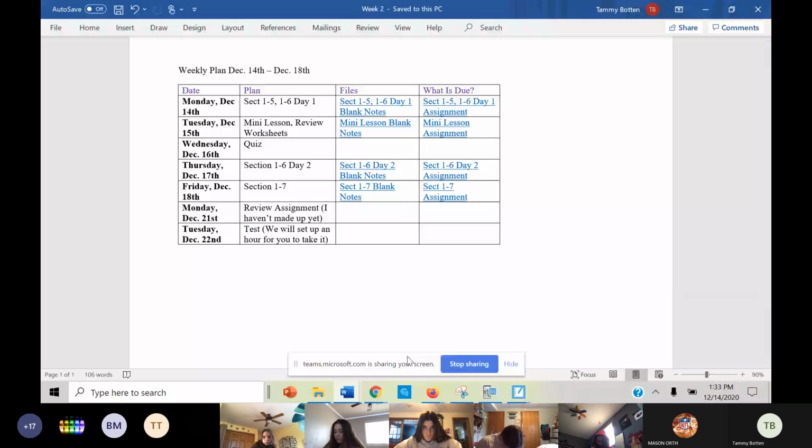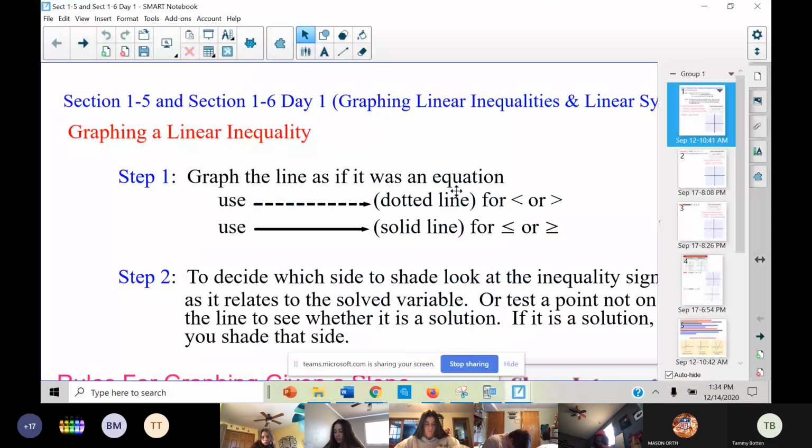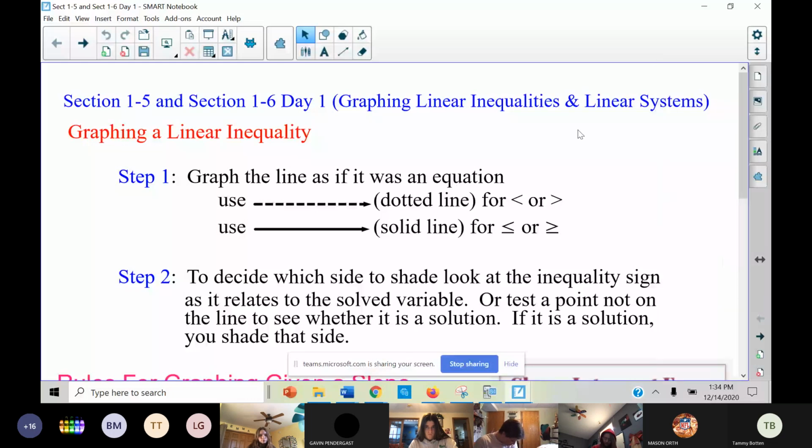All right. So today what we're going to do at first is learn how to graph linear inequalities. And then the second thing we're going to do is learn how to graph two equations on two different lines on the same graph and solve the system of equations. So the first lesson, we're going to be graphing just one line, but it's going to be an inequality.